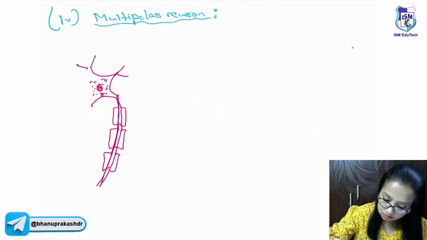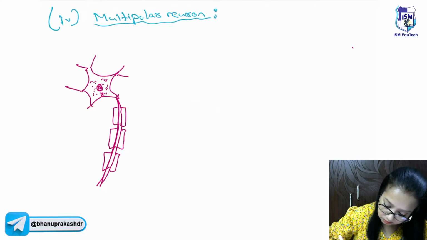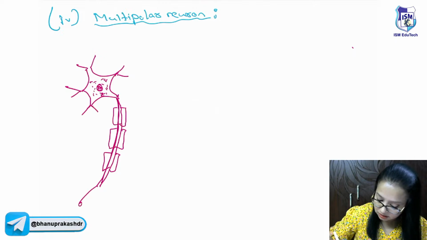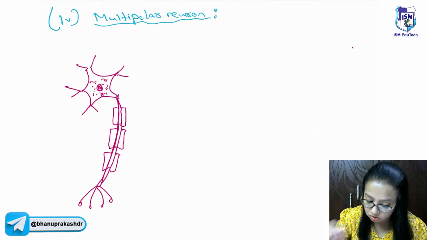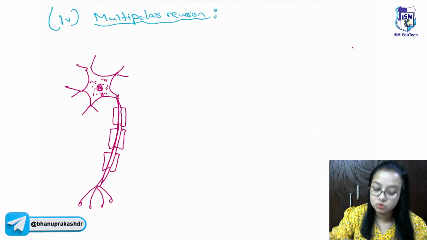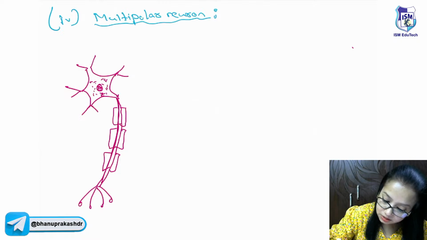And it has ultimately got the axon telodendria, which is also known as a synaptic knob. This is our multipolar neuron. Where are they found? Where is it mostly present?